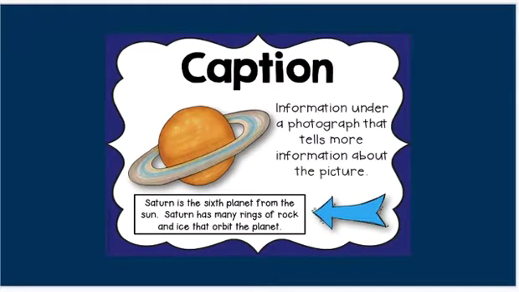A caption is information under a photograph that tells more information about the picture. So, for example, where you see the blue arrow pointing, that's the caption, and it says, Saturn is the sixth planet from the Sun. Saturn has many rings of rock and ice that orbit the planet. So the caption's underneath the photograph.